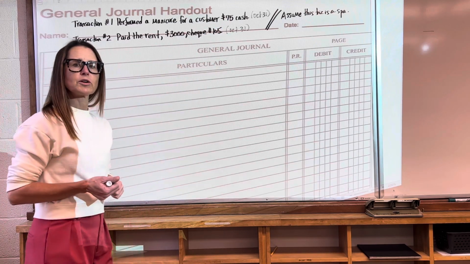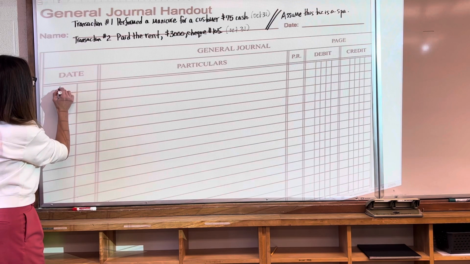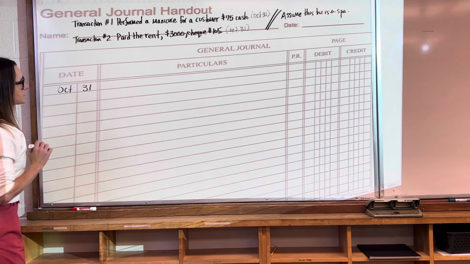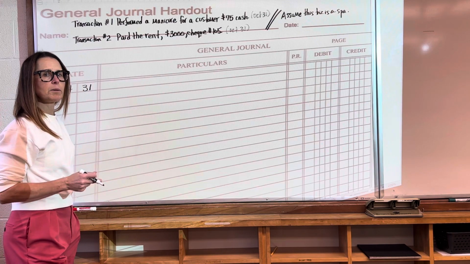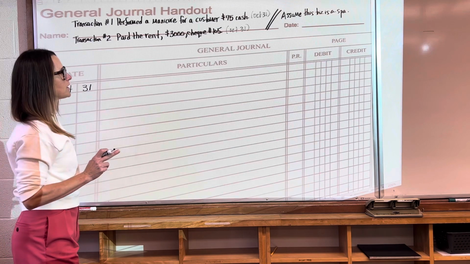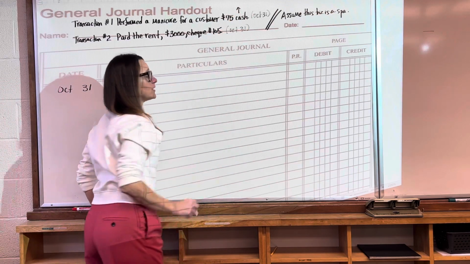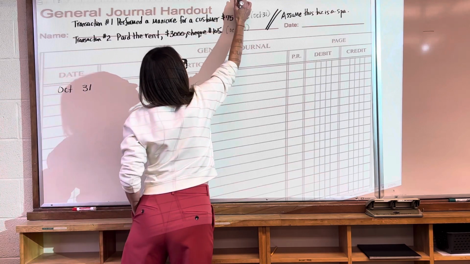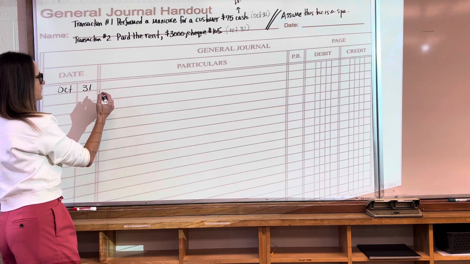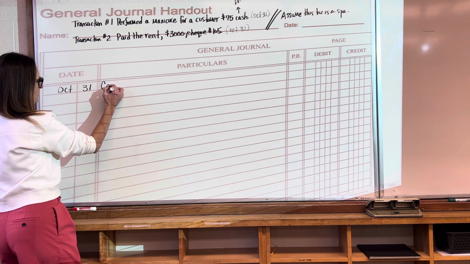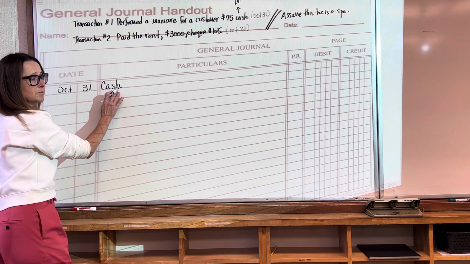Here's how a transaction works in the journal. We're going to start with the date. So write October 31st in your journal. And in the particulars section, what I'd like you to do is always, always, always list the debit portion of the transaction first. So I know that cash went up, and I know that cash increases with a debit. So I'm going to debit cash in the journal. And a debit means left, so if you write the account on the left side in the particulars column, this means a debit.